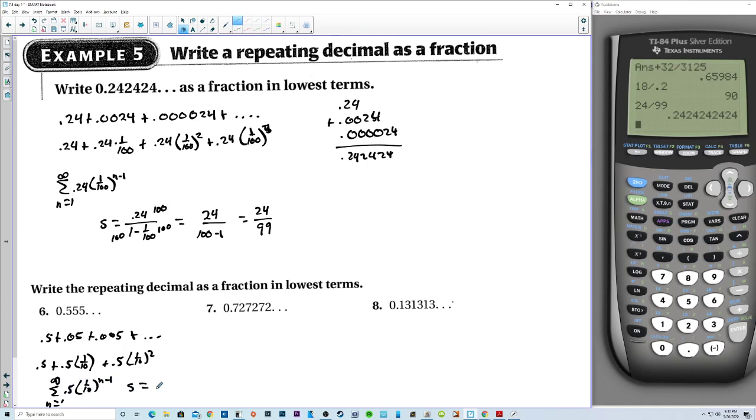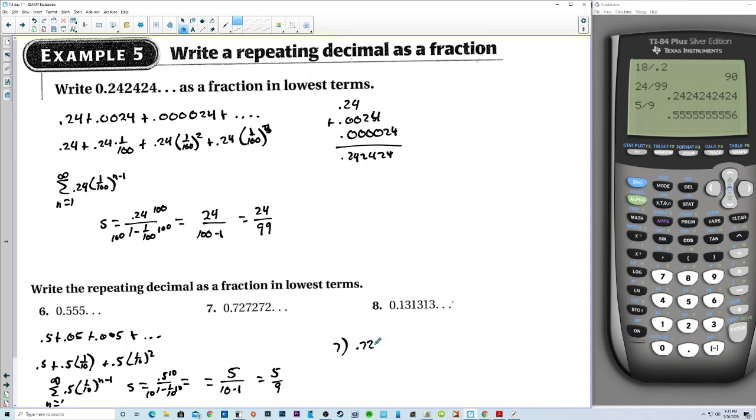But the whole point is the sum, the infinite sum, now we're going to write it as a fraction, is 0.5 over 1 minus 1/10. Now we can multiply everything by 10 in this case. So we get 5 over 10 minus 1, 5/9. So if you take 5 divided by 9, you get 0.5 repeating. How about one more, and then we won't do number 8. So let's do number 7.